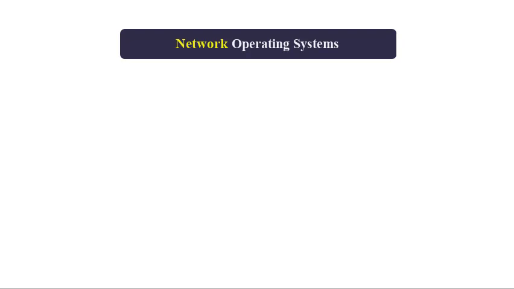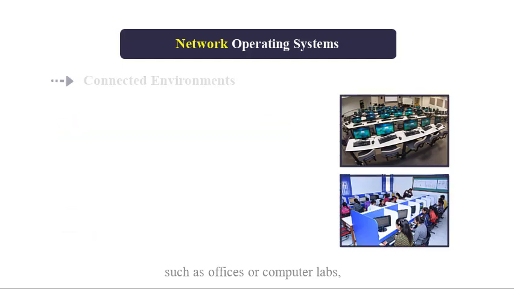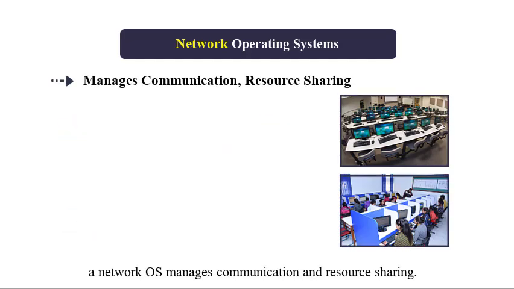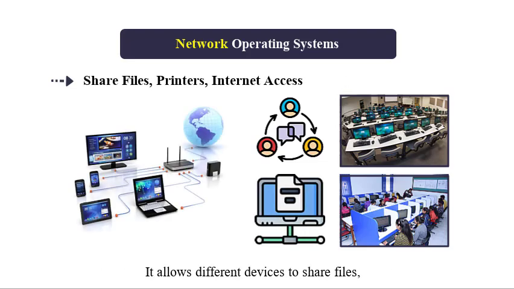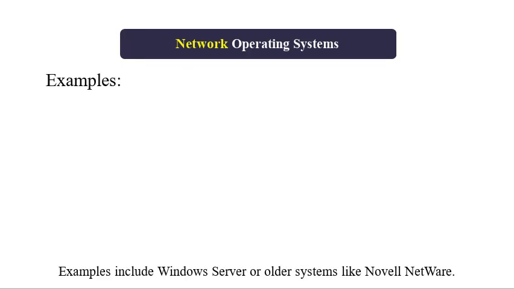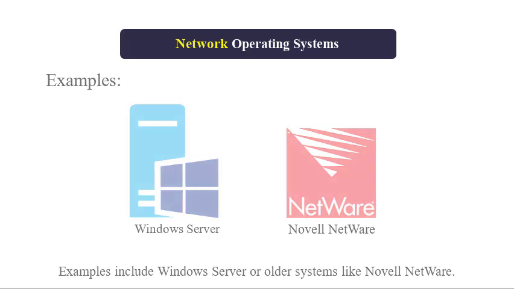Network operating system. In environments where many computers are connected, such as offices or computer labs, a network OS manages communication and resource sharing. It allows different devices to share files, printers, and internet connections efficiently. Examples include Windows Server or older systems like Novell NetWare.